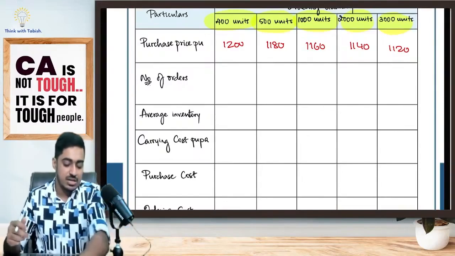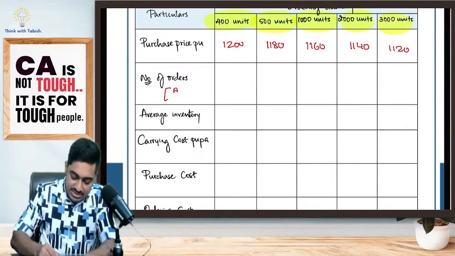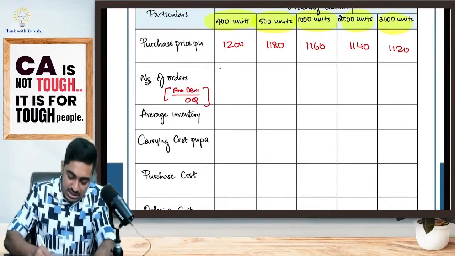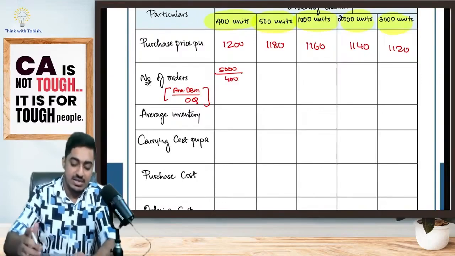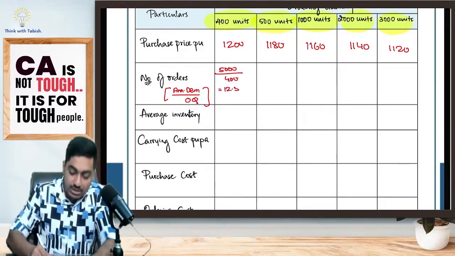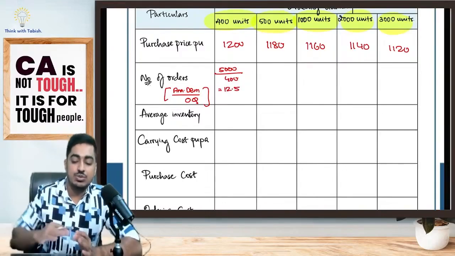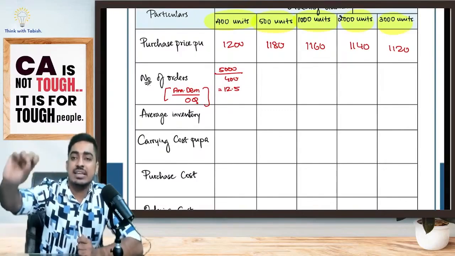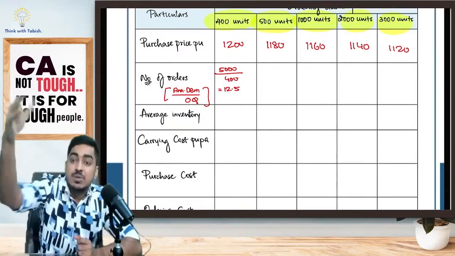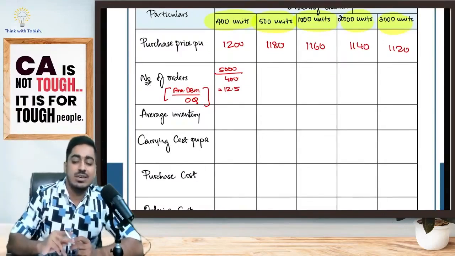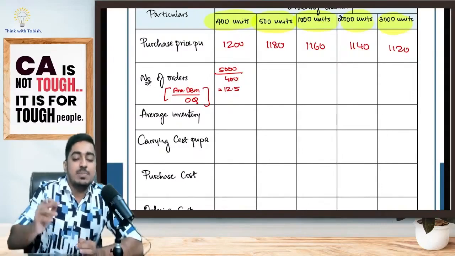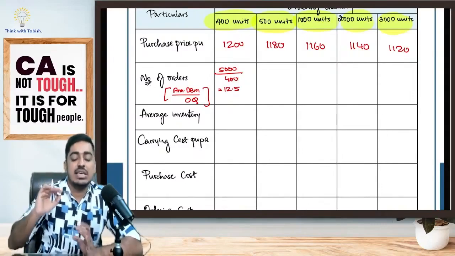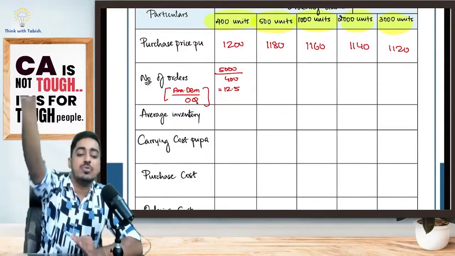Okay. In 1 year, total how much is required? 5000 tons is required. So it is annual demand divided by ordering quantity. If I am buying 400 at a time, how many times should I be placing the order? It will be 12.5. Tell me, students, is it possible to place 12.5 orders? I will go to our supplier and say, send me 12 orders and send me half an order. Is it possible? No. So whenever my number of orders is in decimals, I will always round it upwards.